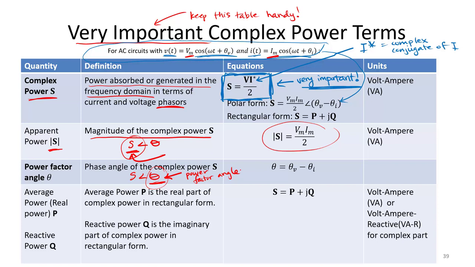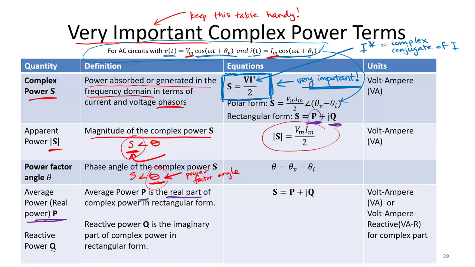And finally, you'll notice that if we write complex power in rectangular form, we have these terms P and Q. So the real part of our complex power in rectangular form is the average power, or real power. So whatever the real part of our complex power is, that's our average power P. So whatever real power we have, that is P. That's the usable power that we can take from our circuit.